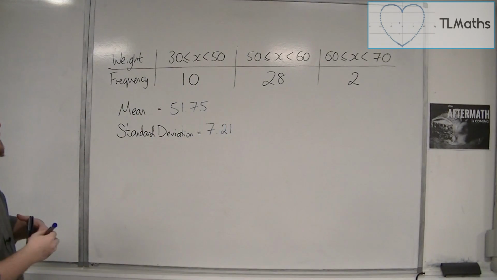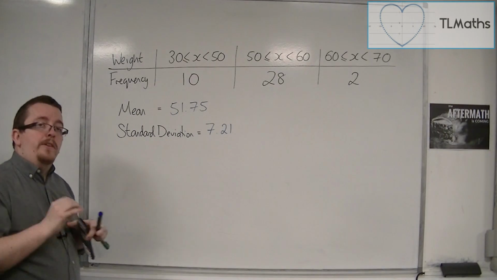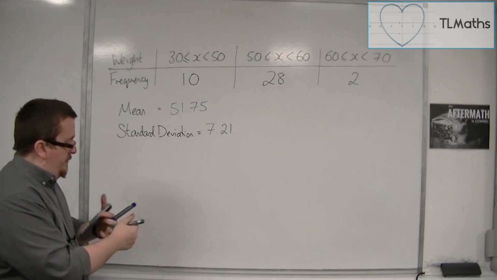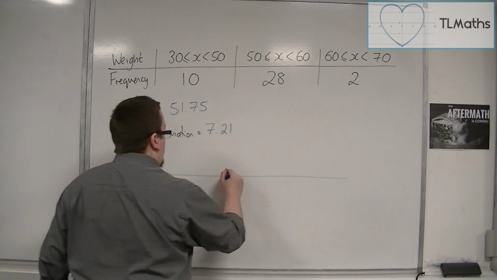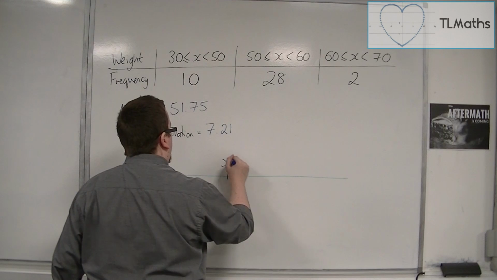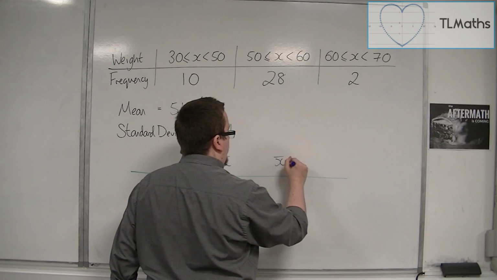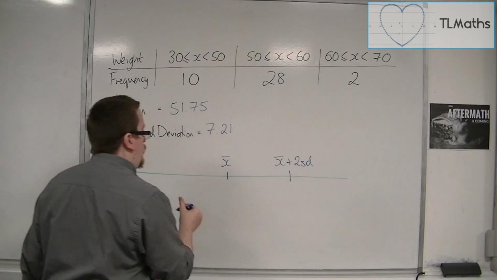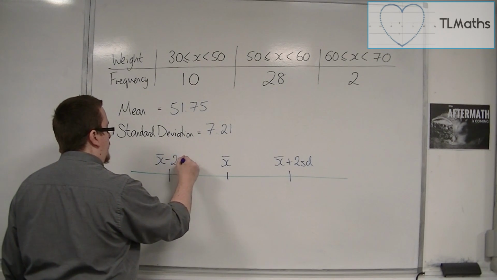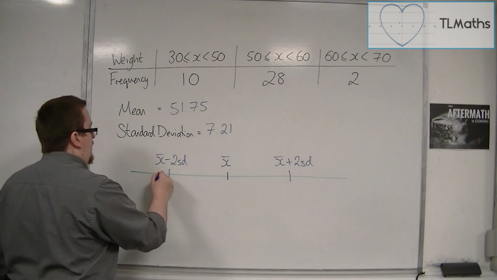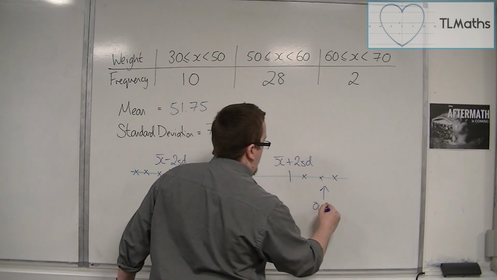Okay, so if we were then asked to determine whether there are any outliers, outliers are found, if I draw a number line, by looking at the mean, so here's my mean x bar, and then adding on 2 lots of the standard deviation to one end, and then subtracting 2 lots of the standard deviation from the other. And anything that is outside of this region are known as outliers.